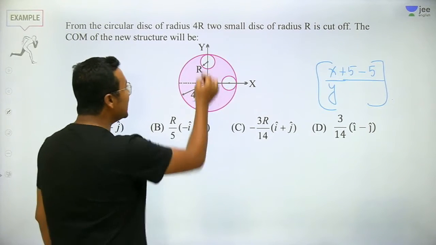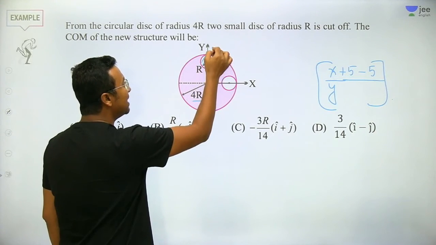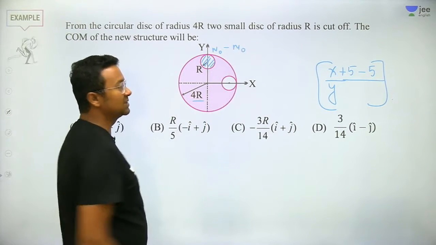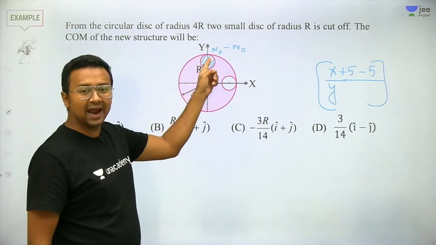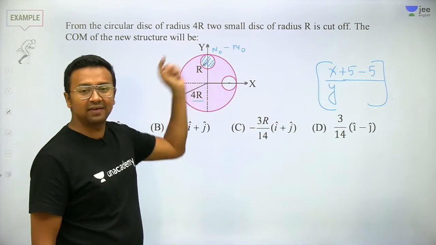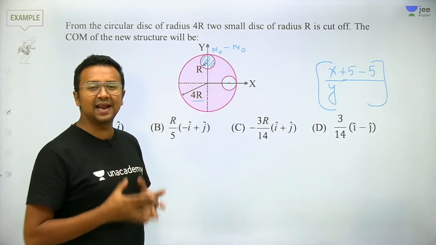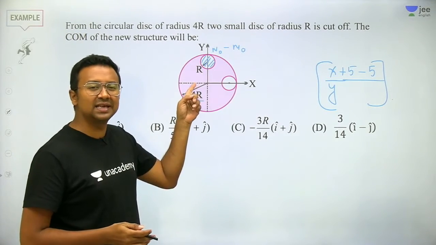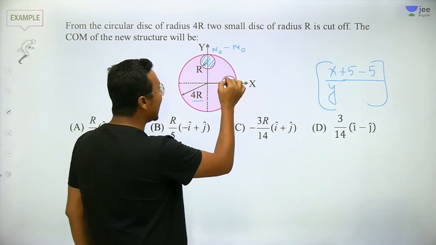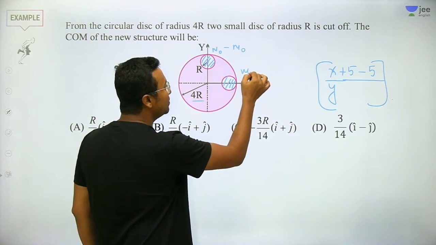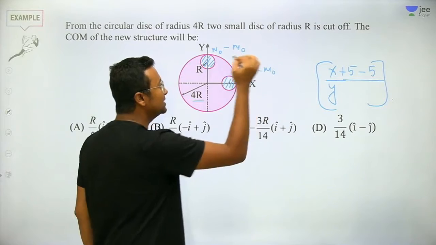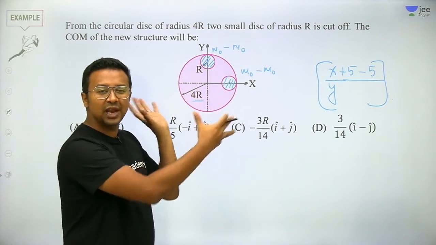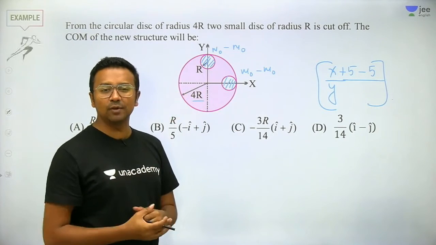Let me add some mass m naught and take away some mass m naught. That means the net mass that I have added to this is equal to 0. That means the figure will still remain the same. Similarly, I add here some mass m naught and take away some mass m naught. Still, the mass of this or the shape of whatever it looks like is going to remain the same.